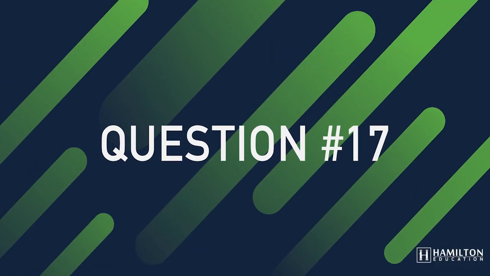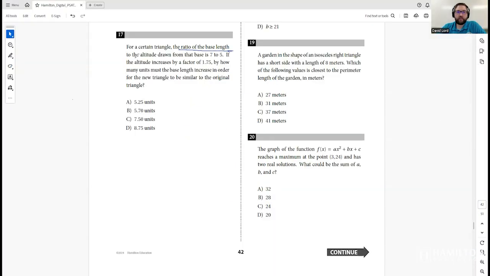For a certain triangle, the ratio of the base length to the altitude drawn to the base is 7 to 5. So we have base to altitude, which I'm going to abbreviate to ALT. So that's 7 to 5. If the altitude increases by a factor of 1.75, so increasing by a factor of 1.75 means to multiply. So this is going to be 5 times 1.75.